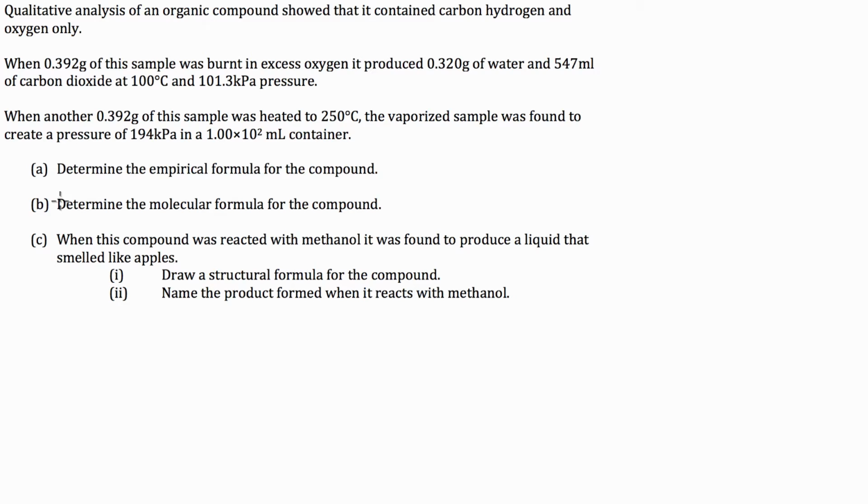So what I like to do to start with is I like to simply just write out the basic equations. To start with, we've got a compound with unknown amounts of carbon, hydrogen, and oxygen. So we'll just write that down. We've got carbon, which is unknown, hydrogen, which is also unknown, and oxygen, which is unknown. And we're going to burn that in excess oxygen to form carbon dioxide and water.